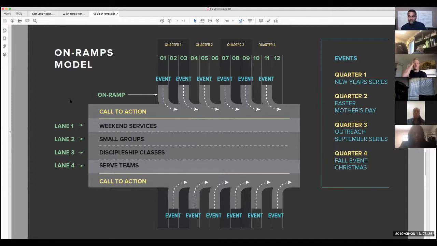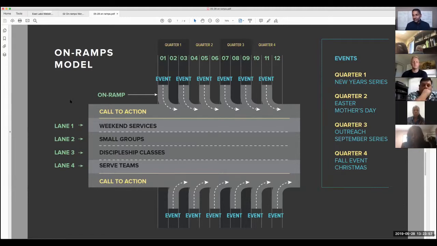So the lane is where relationships happen. And I'm suggesting there are 4 areas where that can happen in most churches: weekend services, some sort of a small group, some sort of discipleship program where people get together for a few weeks or so to get discipled into something, and then your serve teams.